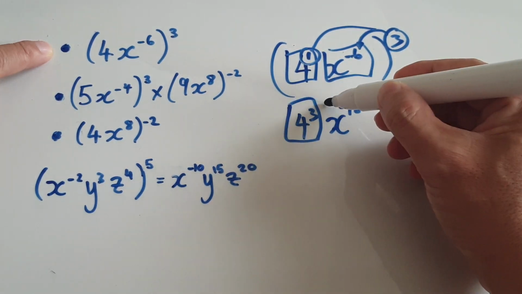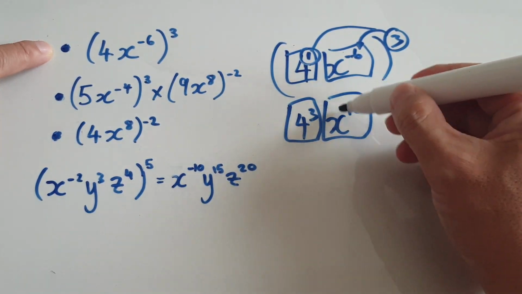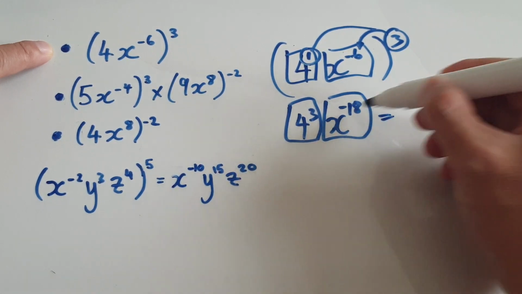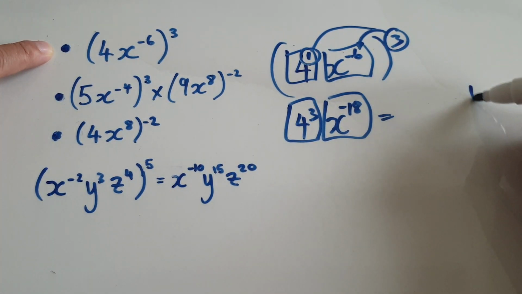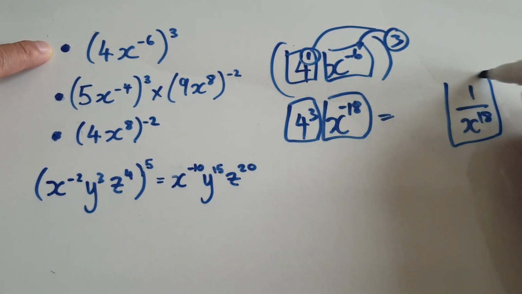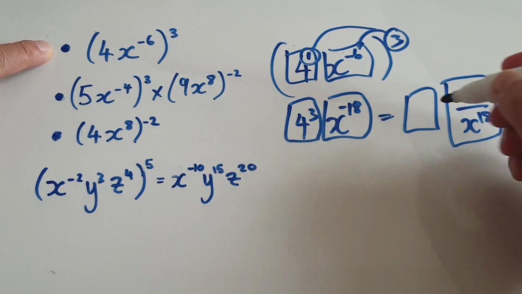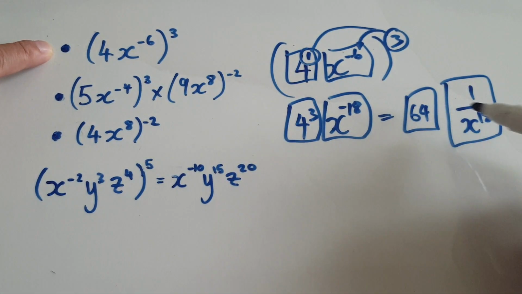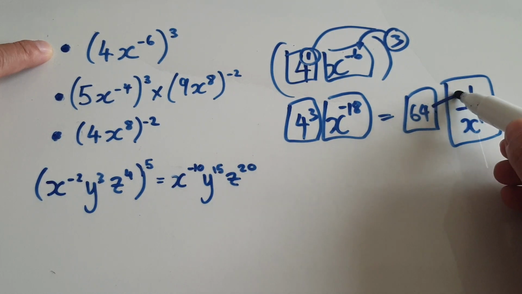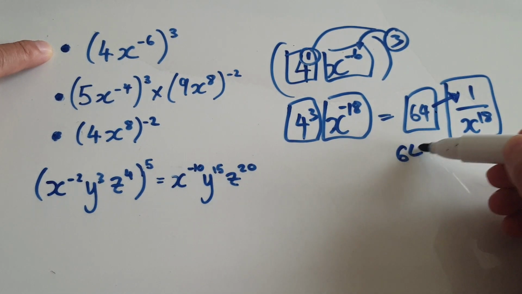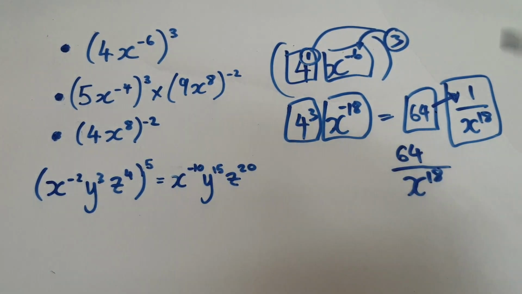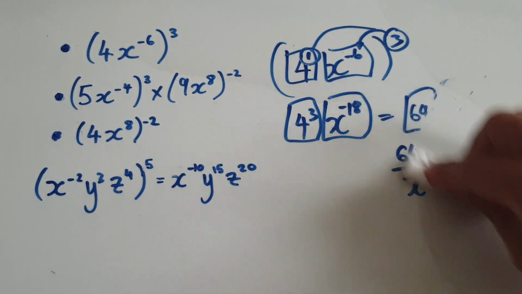So this is one block times another block. We don't really understand what it means to have a power of a negative, so we immediately jump to 1 over x to the power of 18. That's one block, and then this block here, 4 to the power of 3, happens to be 64. Now a block times a fraction, it gets multiplied to the top, so that would be 64 over x to the power of 18. So that's the first one done.